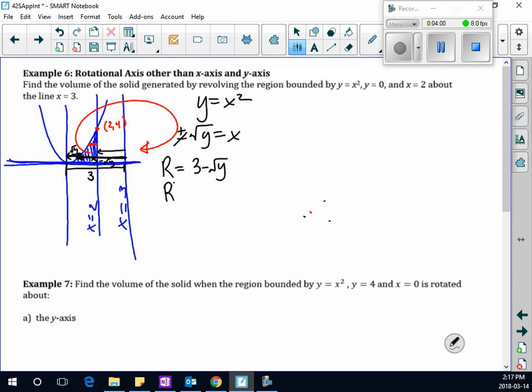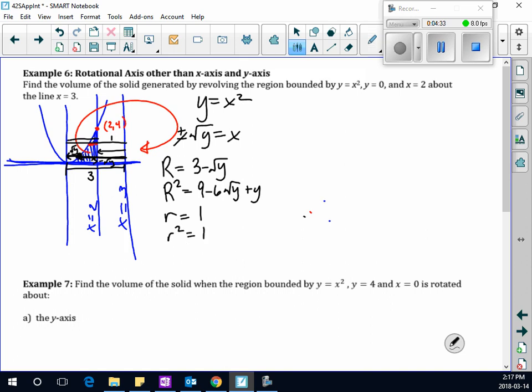So r squared would then be 9 minus 6 root y plus y. And if I do the same thing for the small radius, does everybody see that although it's x equals 2, x equals 2 is from here to here, and from here to here is 3, so this is 1. It's not that hard, because by inspection you can see it's 1. So the little radius is 1, so the little radius squared would also be 1.